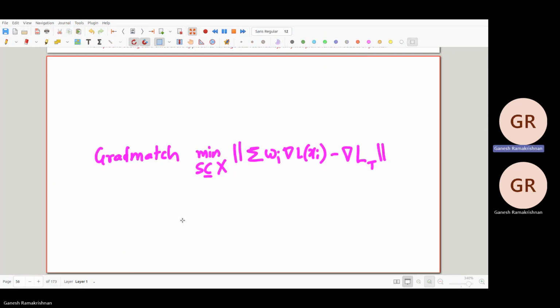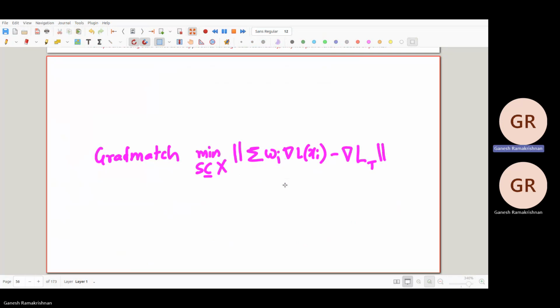So let's say X was all the data points. S is a small subset of the data points. And instead of saying that every gradient component or every data point with its gradient contributes equally, what we were doing is trying to learn weights, w_i, associated with each data point's gradient. But learn weights to do what? So learn weights so that the overall gradient matches the gradient on some held out data set.